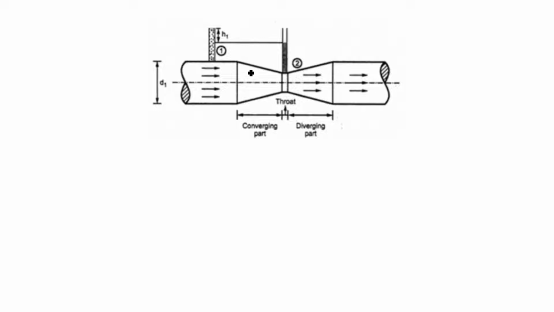These 2 points are taken on the basis of the cross sectional area. The first point is taken here, the maximum cross sectional area of this venturi meter, and the second point is taken at the throat where the cross sectional area is minimum. So, as we know there are 3 parts in venturi meter: converging part, throat which is having the minimum cross sectional area, and then diverging part. So, the working principle of this venturi meter is Bernoulli's equation.